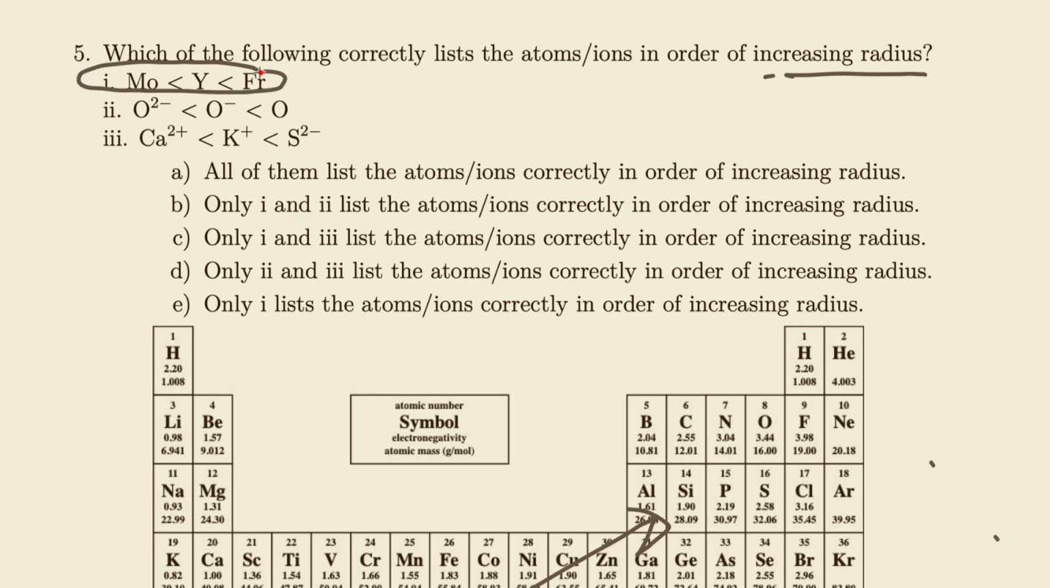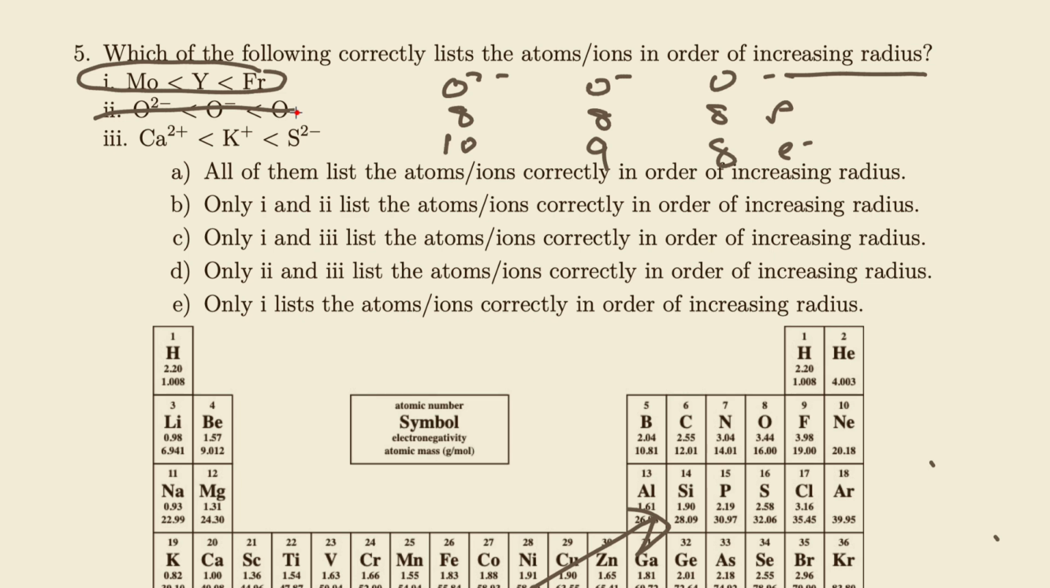Now for the oxygen, that's element number 8. So you got O2 minus, O minus, O. They all have 8 protons. The one without the charge has 8 electrons. The minus 1 charge means 1 extra electron, so that would be 9 electrons. The 2 minus charge is 2 extra electrons, so that would be 10 electrons. Same number of protons, that's on top. More electrons, more shielding, bigger. So O2 minus should be the largest, and O should be the smallest. And so II is wrong.